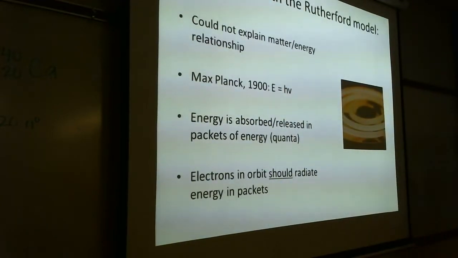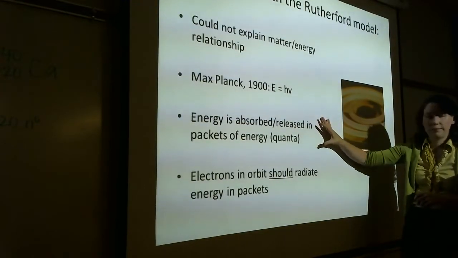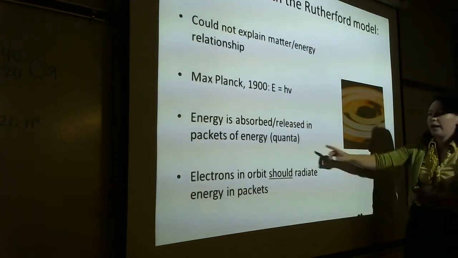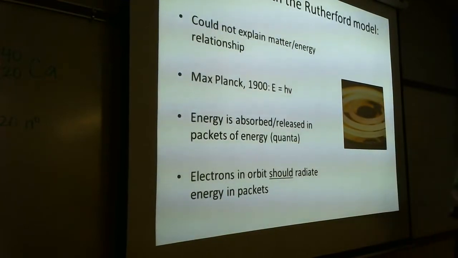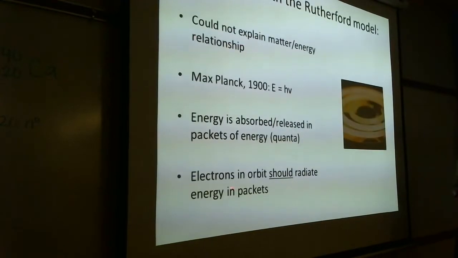But the problem that's not being taken into consideration here is that around the early 1900s, science started understanding that energy is absorbed and released, and it's not just absorbed randomly in random amounts, it's absorbed and released in specific little packets, which we call quanta. So if those electrons are in orbit around here, you should be able to observe that energy in packets. You should be able to see that there's some sort of energy radiating from that motion in specific quanta. And Rutherford's model doesn't take energy into account at all. Completely silent on that issue.